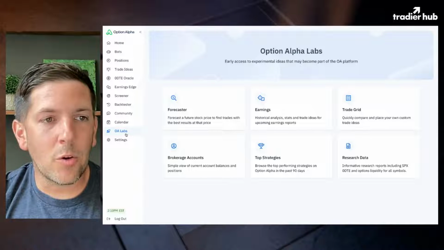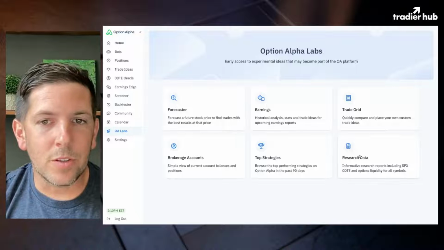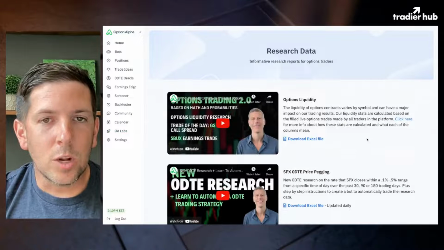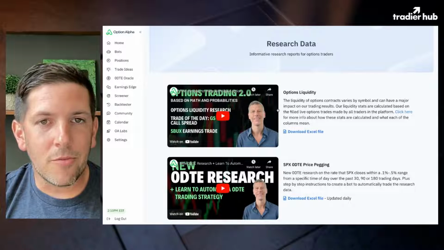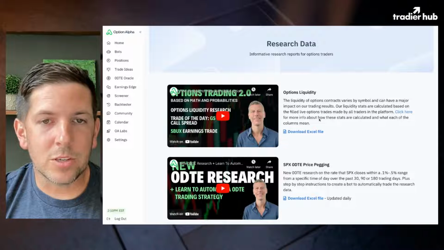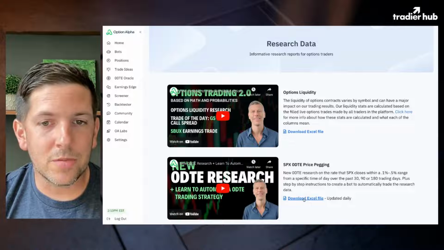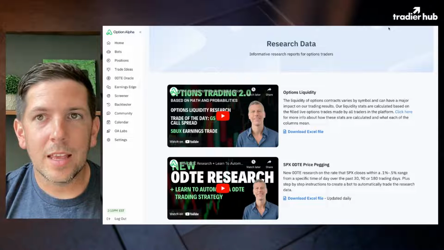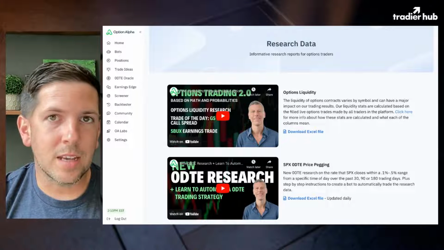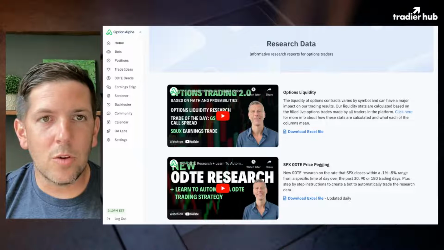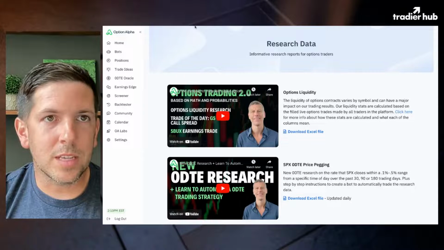So inside of OA Labs on Option Alpha, you can go to this area called research data. Once you click on it, you can get a file for any of the research data that we publish, like options liquidity or 0DTE price pegging. You can just download this file here, click and download it. It gets downloaded right into your desktop, okay? So let me actually just load up this file here so you can see what it looks like today. So let me stop sharing this side, and let me share my other screen here.